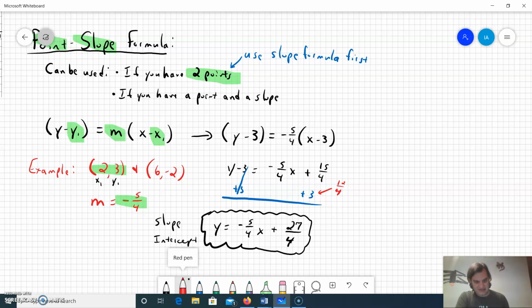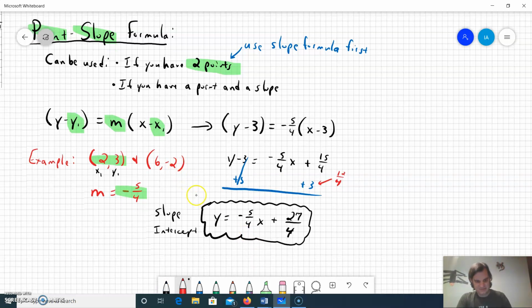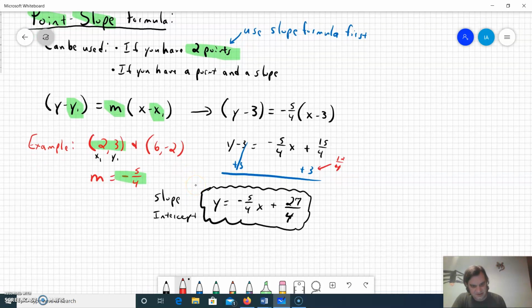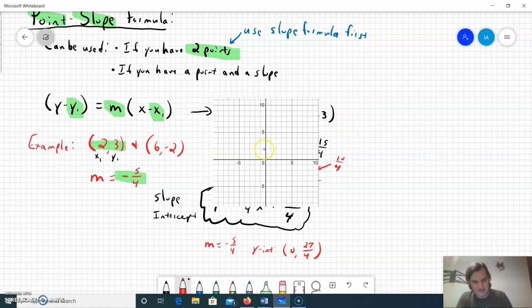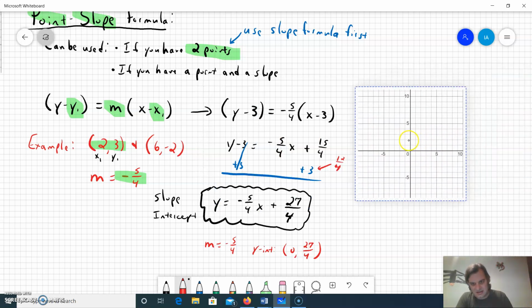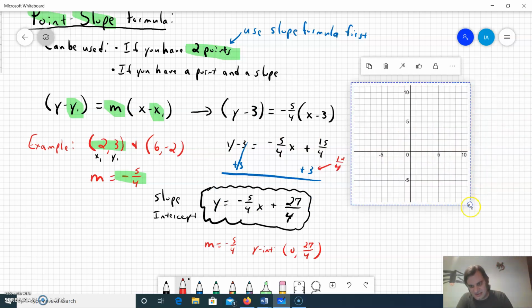So I know that the slope is negative 5/4, and the y-intercept is (0, 27/4). We could turn that into a decimal, but it's not necessary. It could be helpful. Well, let's see. Let me see if I can get a graph here for us to work with. Okay. Let's put this together and see if it works out.